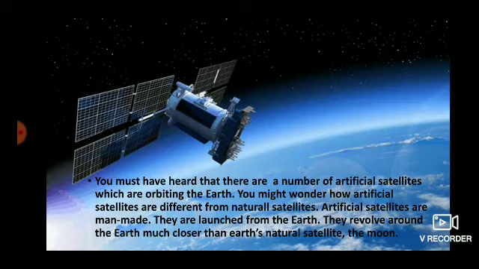You must have heard that there are a number of artificial satellites which are orbiting the Earth. You might have wondered how artificial satellites are different from natural satellites. Artificial satellites are man-made. They are launched from the Earth. They revolve around the Earth much closer than the Earth's natural satellite, the Moon.